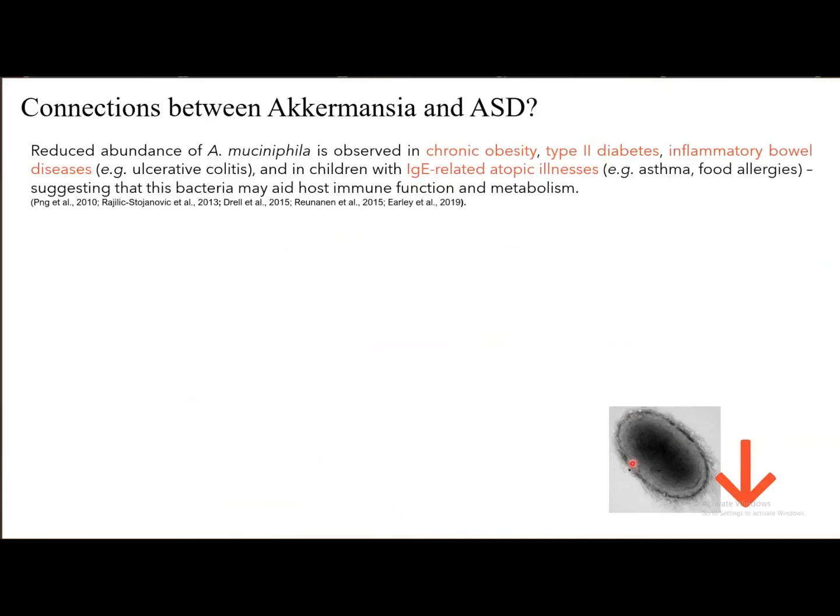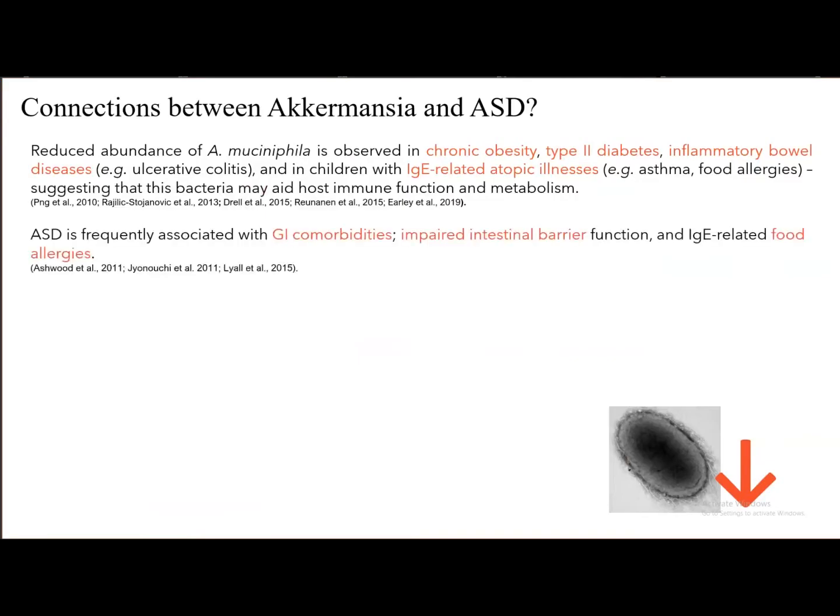bunch of connections between Akkermansia muciniphila and autism. If you look up reduced abundance of Akkermansia muciniphila, you'll find it's been associated with a variety of different illnesses: obesity, diabetes, things like ulcerative colitis, inflammatory bowel disease, and also in children with IgE-related atopic illnesses like allergies, like asthma, things like that. So there's a lot of theory that this bacteria influences or aids host immune function in some way, and can alter your metabolism. ASD is frequently associated with all of these things. They're all complications that occur more often in ASD than in neurotypical children.